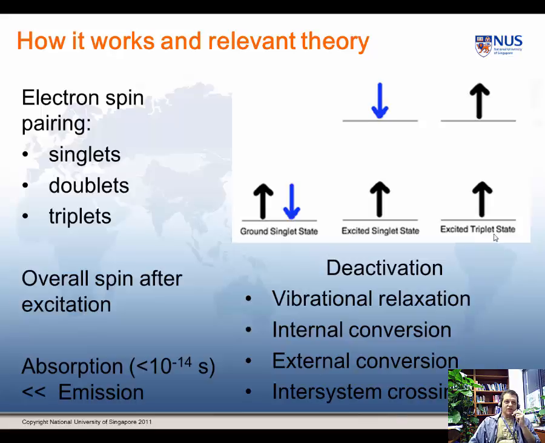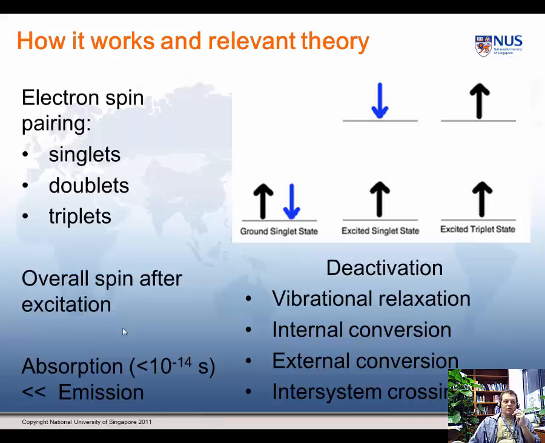The other option, of course, is that the excited electron takes on the same spin, so it changes spin, which means that the overall spin quantum number is then 1 or minus 1. So whether you get fluorescence or whether you get phosphorescence is dependent on the overall spin after excitation.